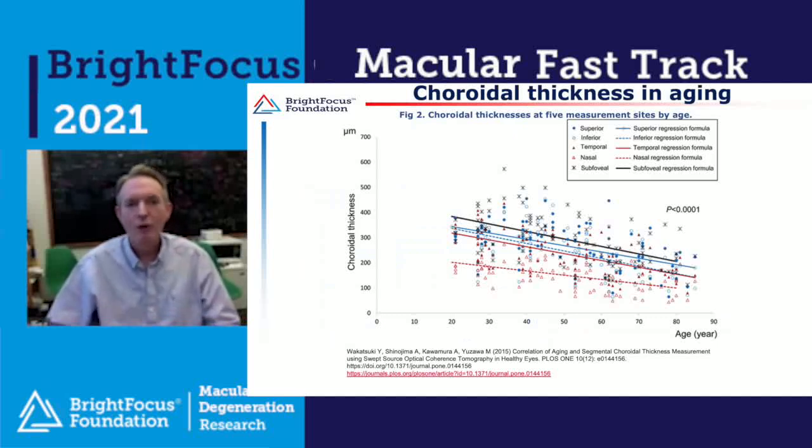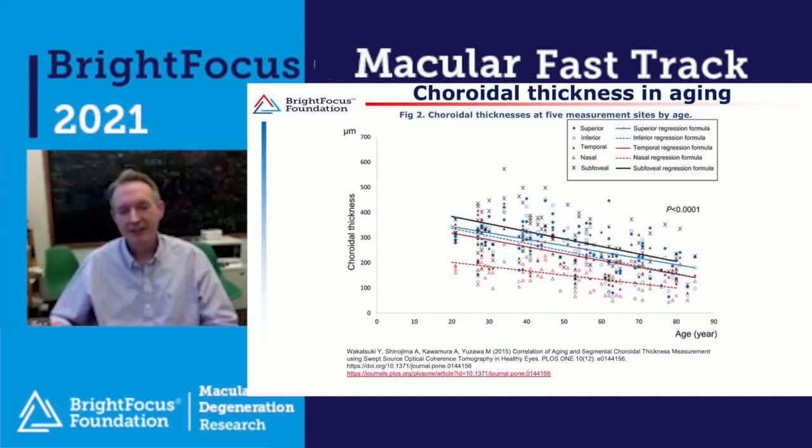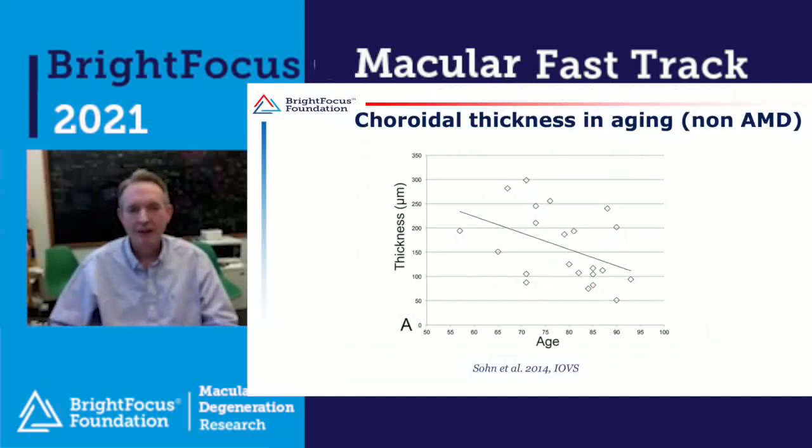We know that in normal aging, the choroidal thickness decreases, and it decreases at a rate of about 2 to 3 microns per year. This is also true in donor eyes. If we measure the choroid in young versus old eyes, we see a loss of choroidal thickness.